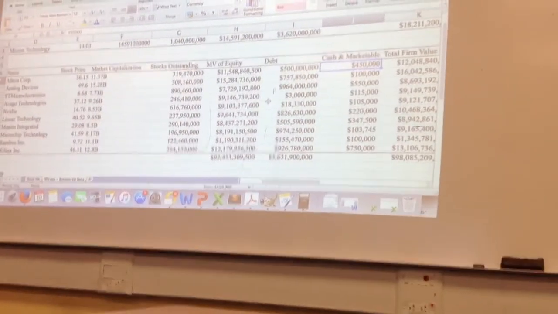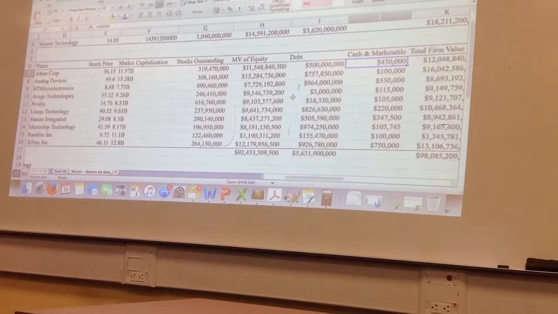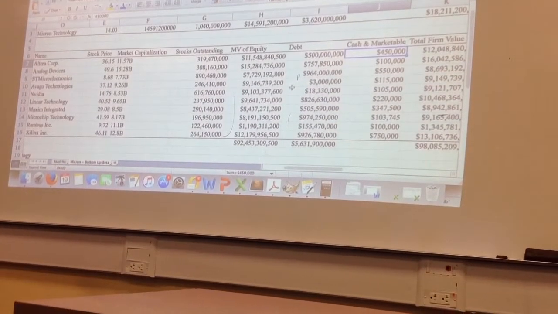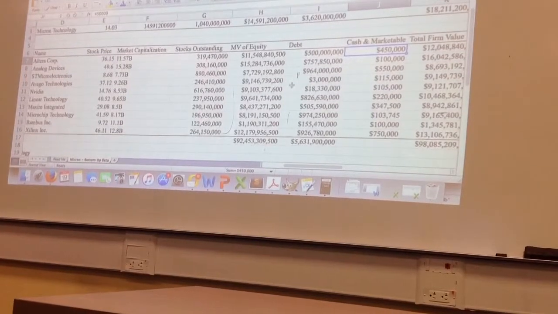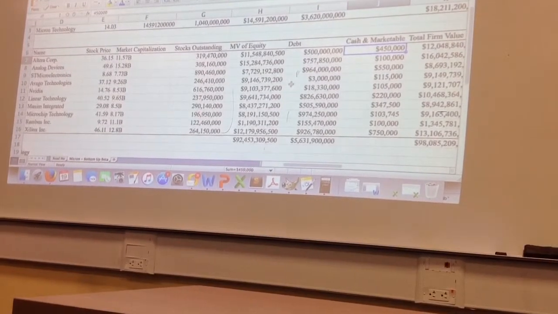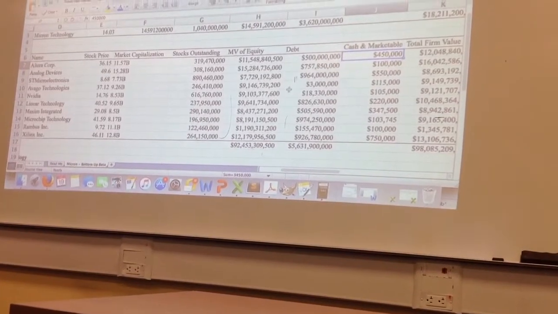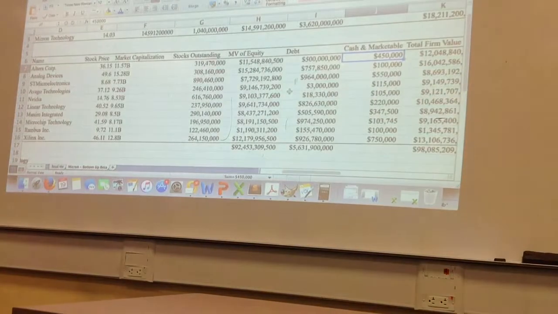Okay, so these will include the company's cash on hand. This is also from its 10K. And any marketable securities, like short-term securities such as T-bills or commercial paper or CDs that can be easily converted into cash. Okay? Anything that is easily converted into cash. And I'll tell you in a sec why we do that.